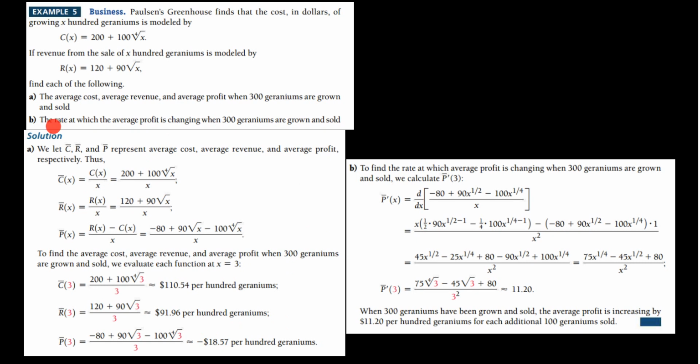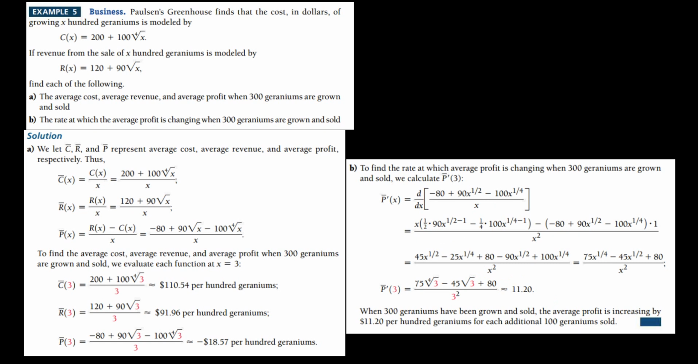Now B asks the rate at which the average profit is changing when 300 geraniums are grown and sold. So now you take the derivative of the profit. You take the derivative of this equation right here. Again, it's low D high minus high D low. Once you do all that arithmetic, you end up with 11.2. Again, this is just the work that we did on the previous two examples. It's just low D high minus high D low. Once we get to that, we get to our solution.